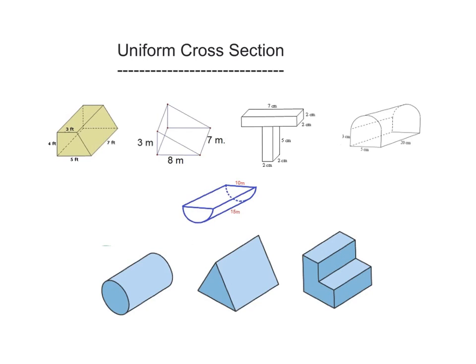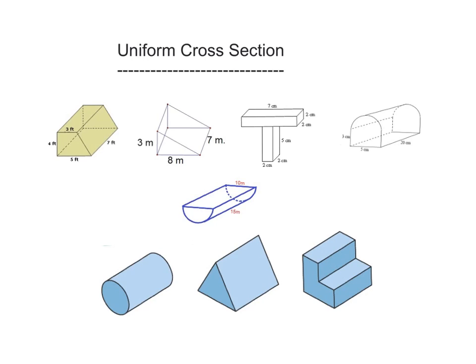So the good thing about uniform cross sections is it's very easy to work out their volume. You do that simply by calculating, first of all, the area of the cross section, and then multiply your answer by the length of the object. So for example, in this question we have a right angle triangle, so the area would be the area of a triangle, which is half the base by the height. So half of 8 is 4, so 4 times 3 is 12. The area of this is 12 meters squared. If you want to get the volume of the whole object, just simply multiply 12 by 7 and you get 84 meters cubed.